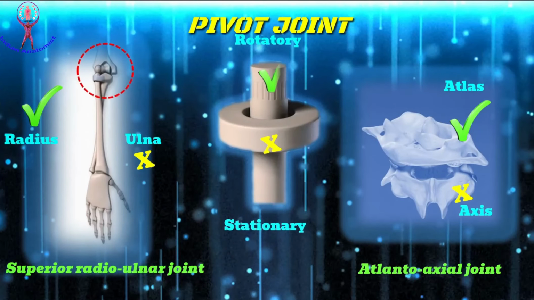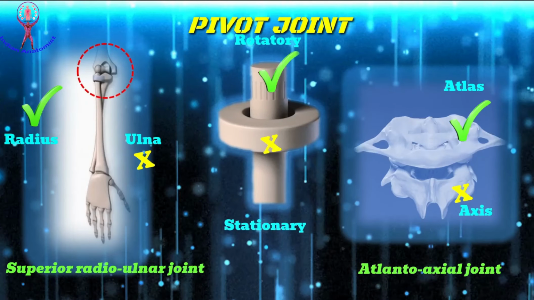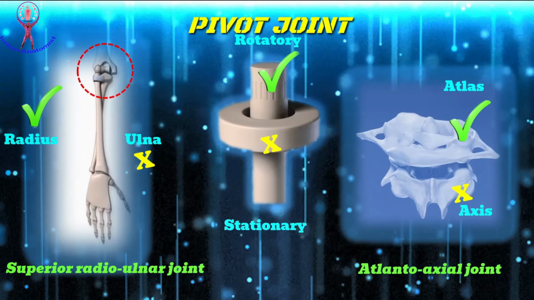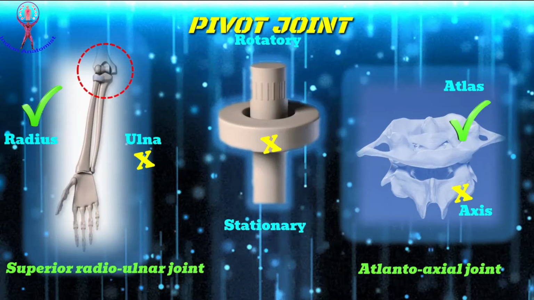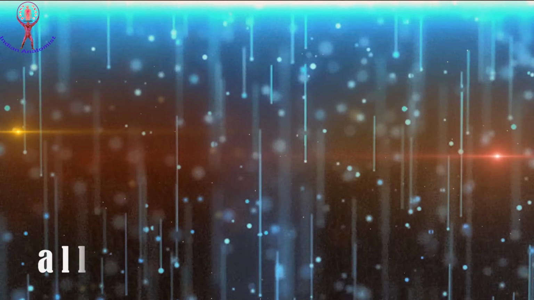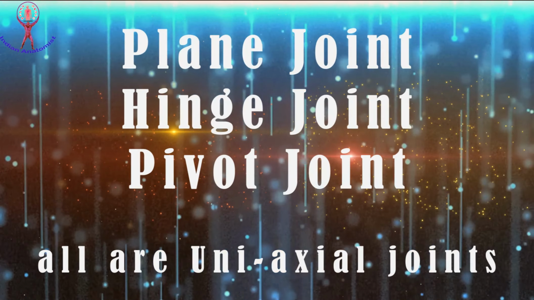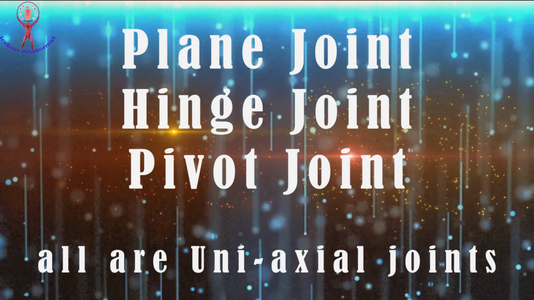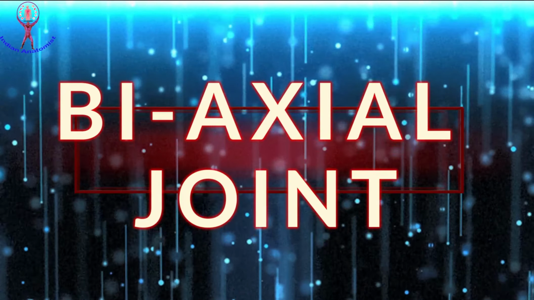Dear students, here I have showed two different types of pivot joints. But both are showing that one bone is stationary, and another one is rotatory. The cross mark indicates the stationary bone, and the tick mark indicating the rotatory bone. My dear medicos, the last three types of synovial joints we talked about are uniaxial joints, which means that they only move in one direction at a time. Now, I am going to discuss about the biaxial joints.